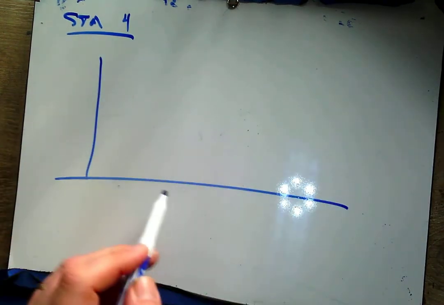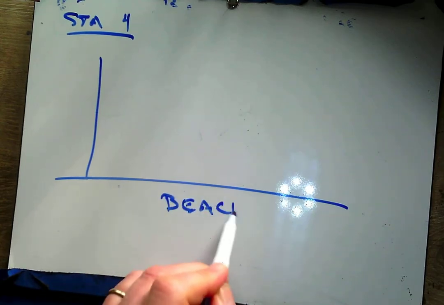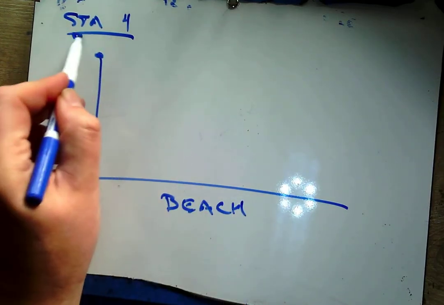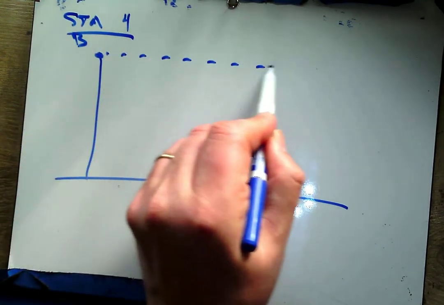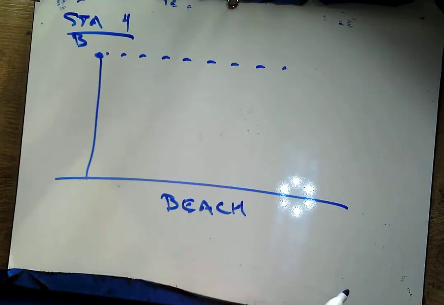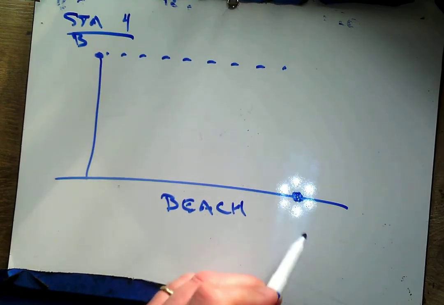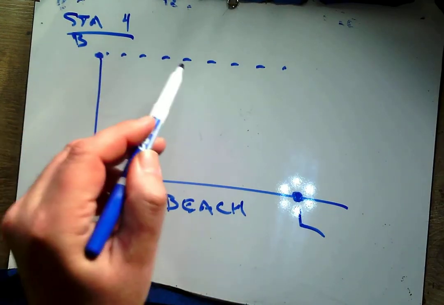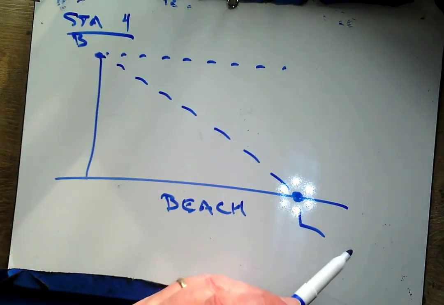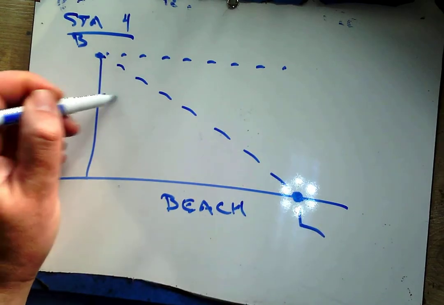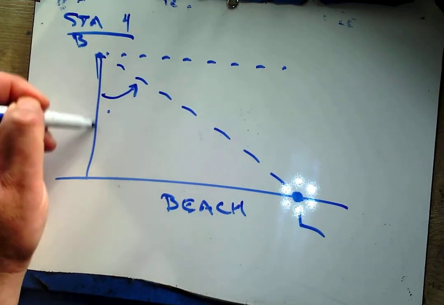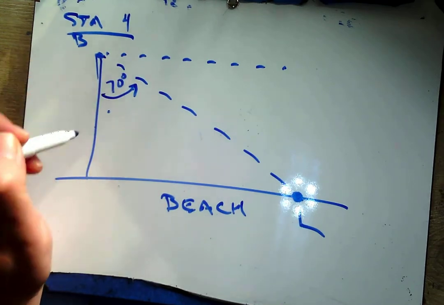Station 4. So station 4 looks like a bearing problem. A boat is sailing east parallel to a beach. So here's our beach, and here's our boat. The boat is sailing parallel to the beach. The first time it sights the lighthouse, the bearing from the boat to the lighthouse is south 70 east. So it goes south and 70 degrees to the east.